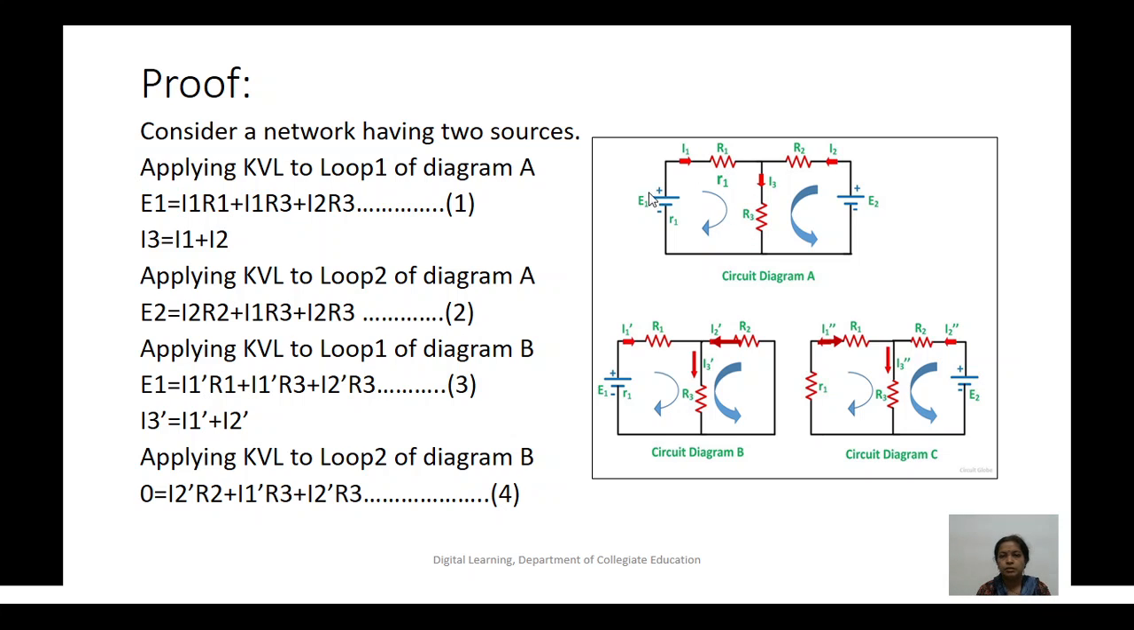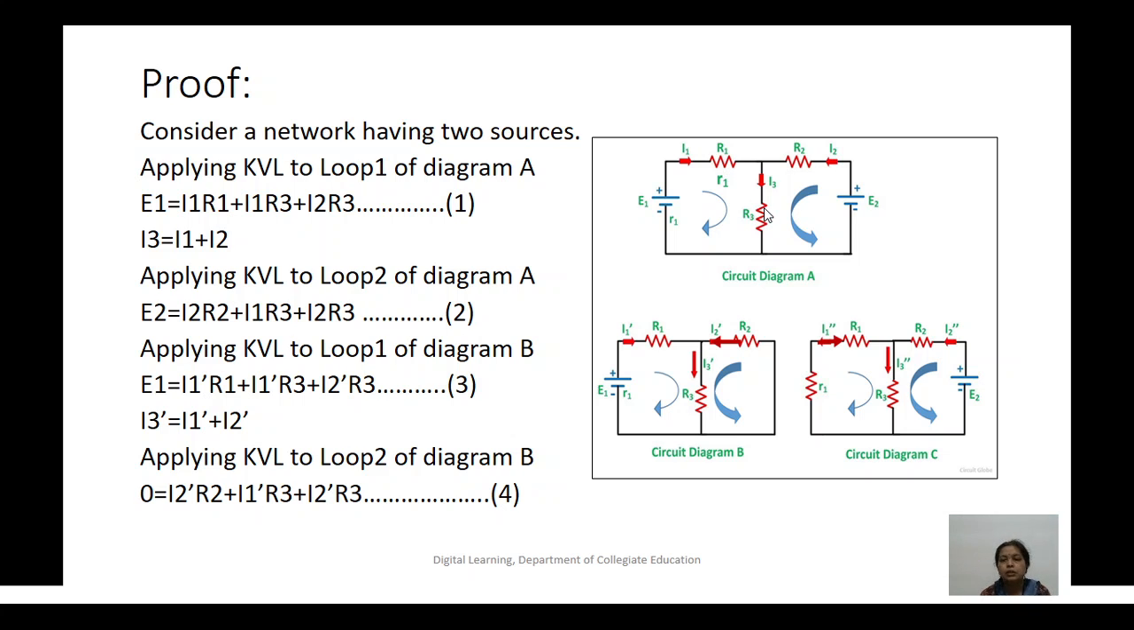I3 is nothing but I1 plus I2. I1 is the current entering the node. I2 is the current entering the node. I3 is the current leaving the node. So according to KCL, if you apply KCL to this network, I1 plus I2 is equal to I3. So instead of writing I3, we can write I1 plus I2. This branch is common to both loop 1 and loop 2. So I1 will also be flowing through R3 and I2 will also be flowing through R3.